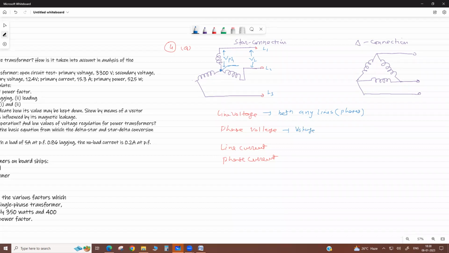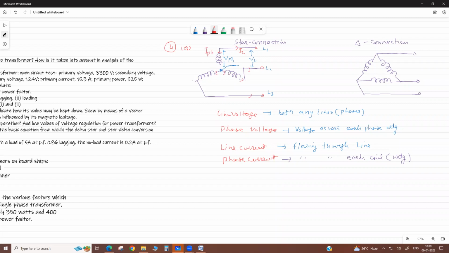So this is the voltage. Phase voltage means voltage across each phase winding, okay? Got it there? Then line current is the current which flows through any line here. So this is the line current, okay? These are the line currents. Now, phase current means current flowing through each coil or phase winding. See here, the current in the coil itself, that is the phase current.